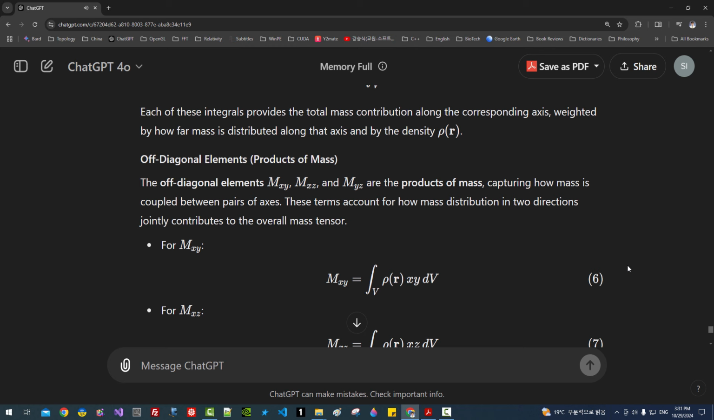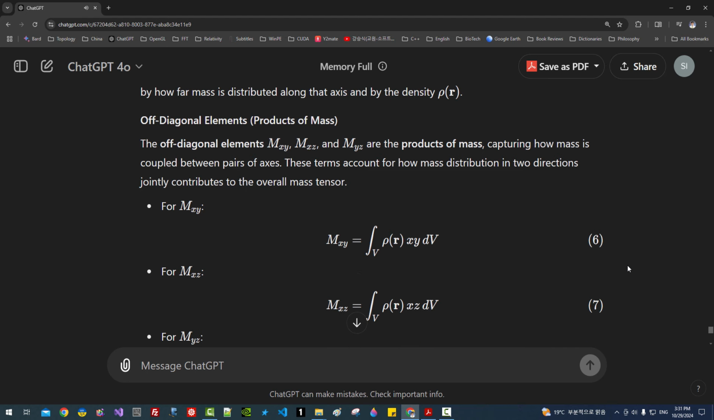Off-diagonal elements, products of mass. The off-diagonal elements, M_xy, M_xz and M_yz, are the products of mass, capturing how mass is coupled between pairs of axes. These terms account for how mass distribution in two directions jointly contributes to the overall mass tensor.